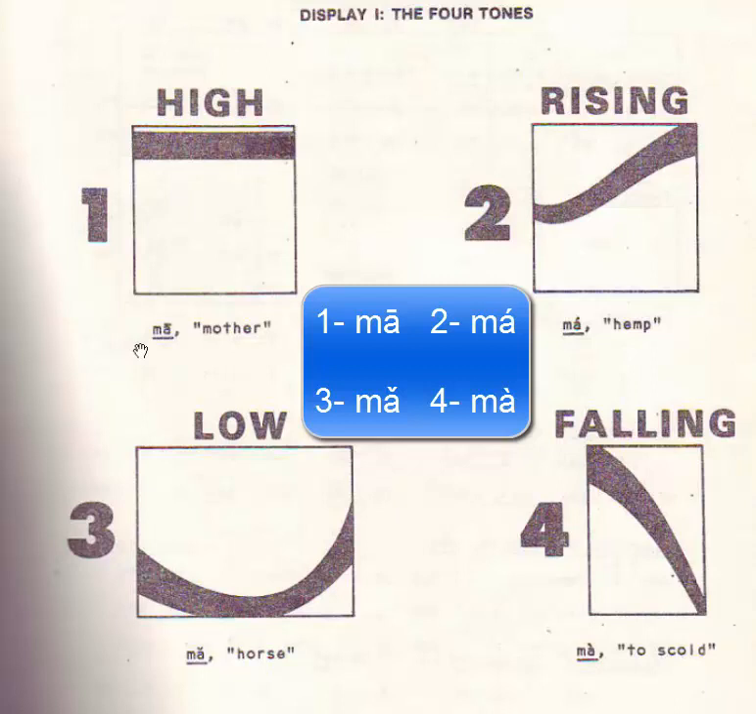Now let's compare the high tone with the rising tone. Both are in the upper part of the pitch range, but the high tone stays level while the rising tone climbs sharply, starting slightly below the high tone and reaching the top of the range. Listen to mother followed by hemp.